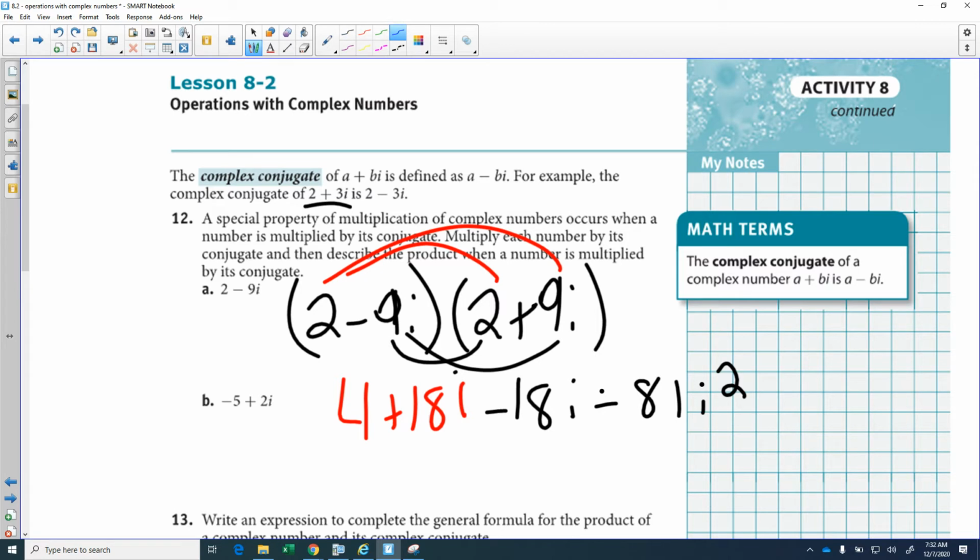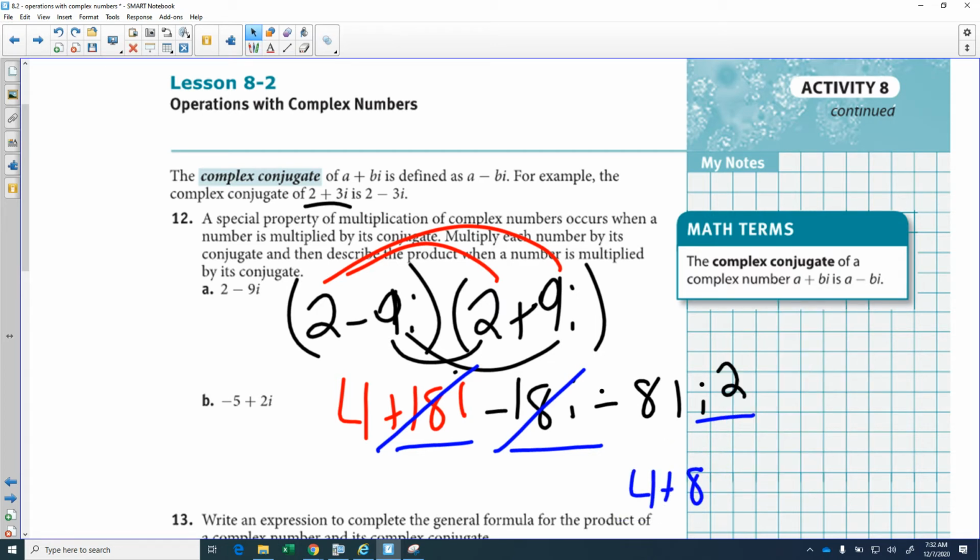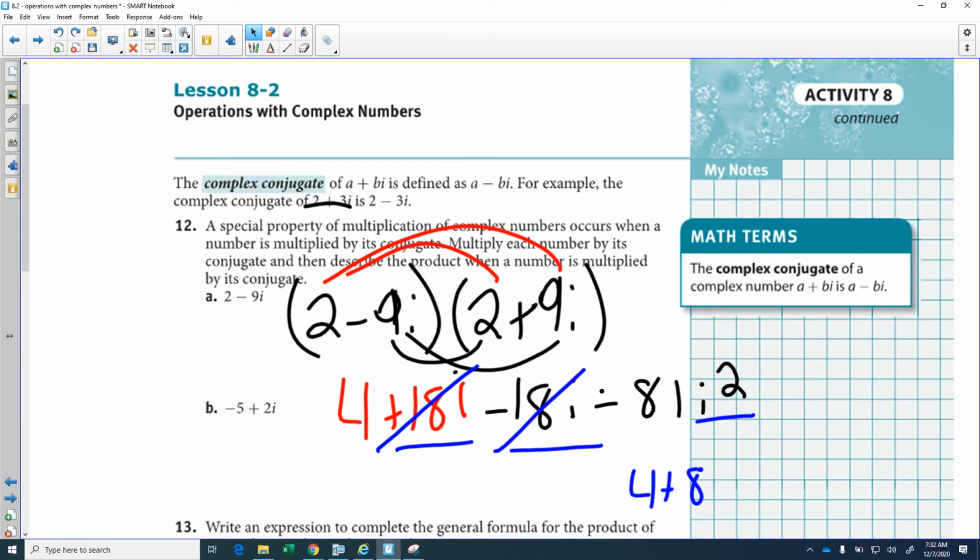Look what happens to your two middle numbers. We have a positive 18i and a negative 18i. Those two values are just going to cancel each other out. They basically become 0. On top of that, i squared is really negative 1, so that flips my 81 to a positive, meaning this is going to be 4 plus 81, which comes out to an answer of 85. So if I multiply by that conjugate, it actually cancels everything out for me.